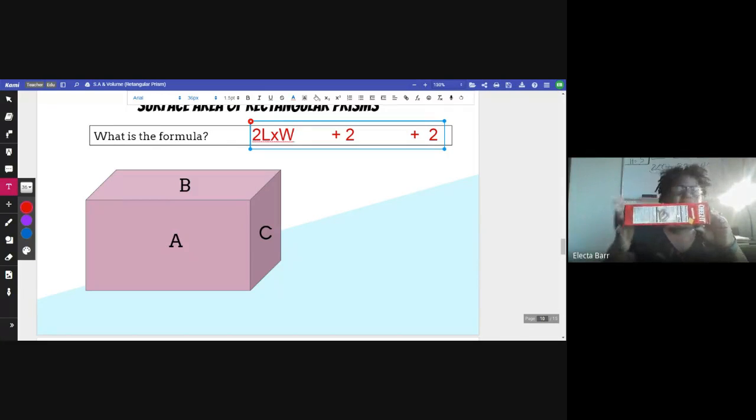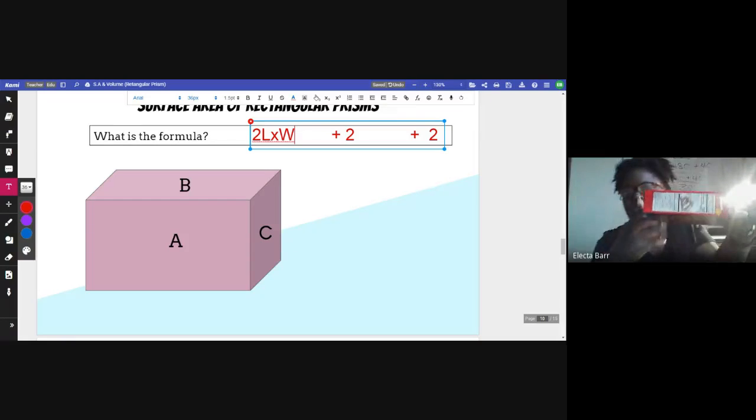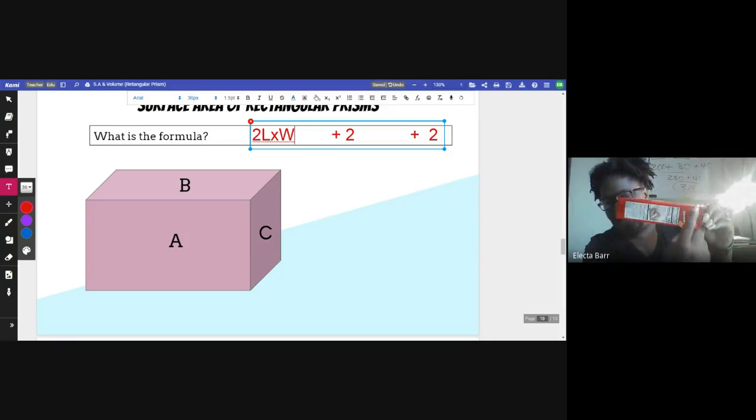Length times width. All right, so then when I look at my B, for just this rectangle that I have here, what are the 2 dimensions that I need to be worried about? My length, my width, or my height? I'm looking for 2.